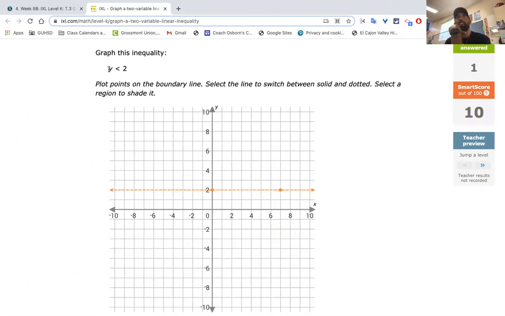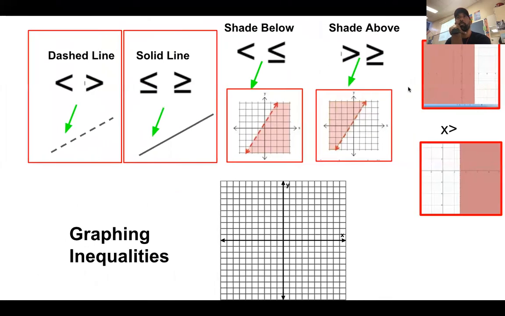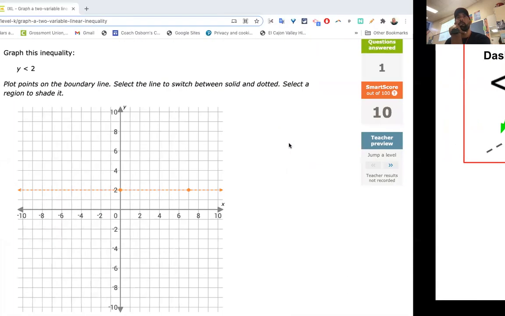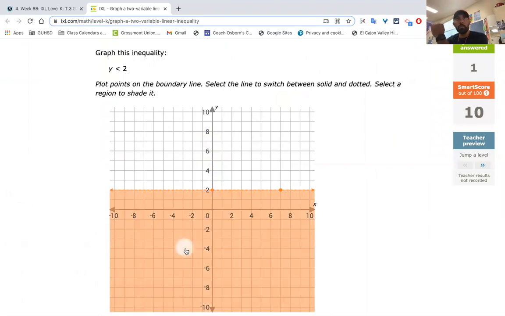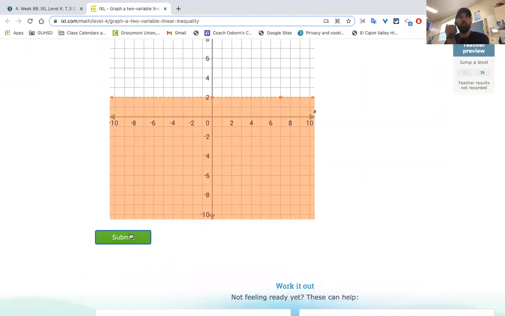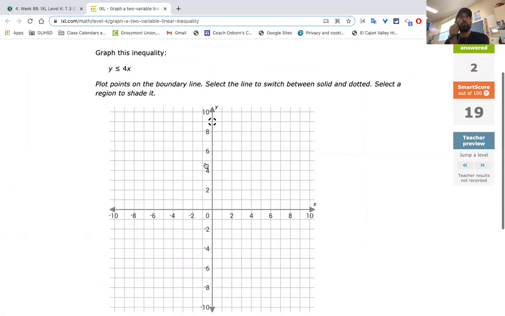And then it says y is less than. Less than, like you can see in this graphic, means we shade below. Okay, and it's pretty easy when it's a horizontal line. I mean, seeing above and below is pretty simple. So shade right there.